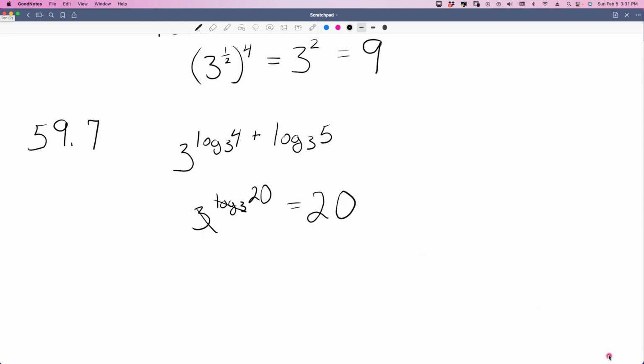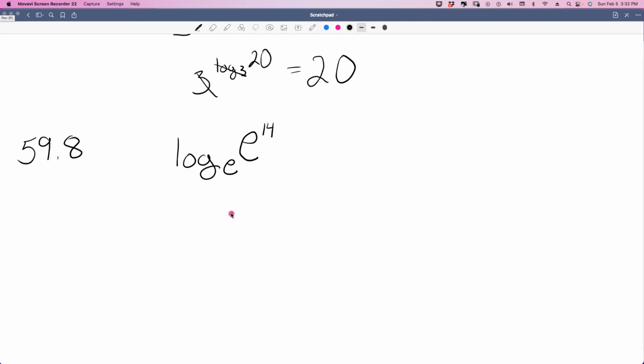Let's try one more. So for this one, the power that e must be raised to get e to the 14 is going to be 14. Essentially, these two bases are the same, so they cancel. And 14 is your answer.